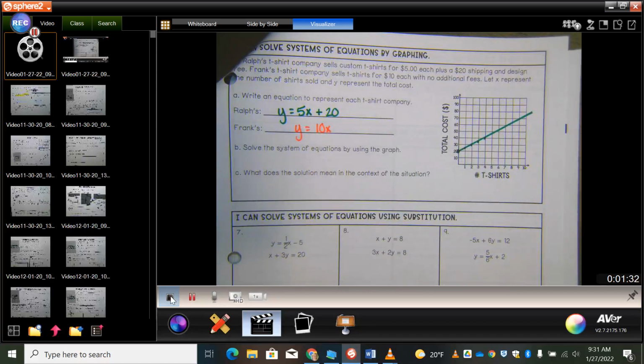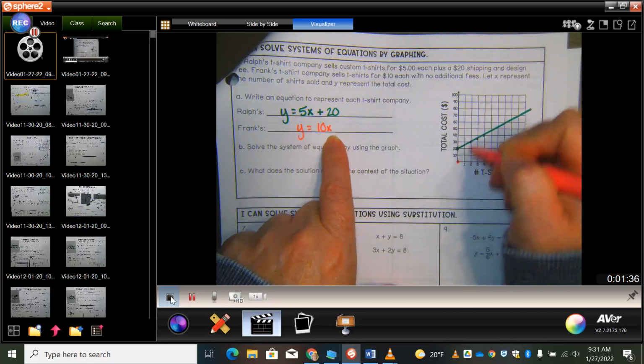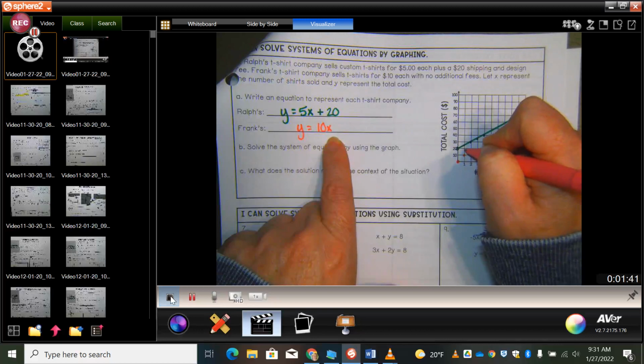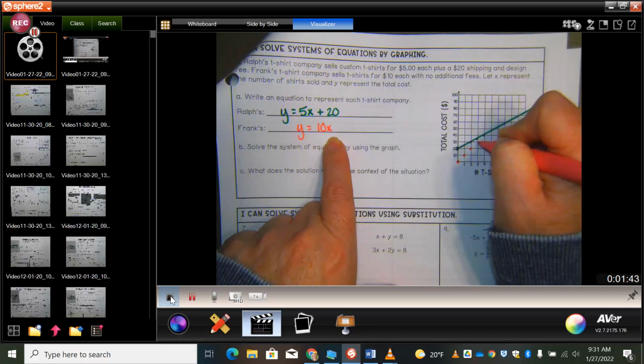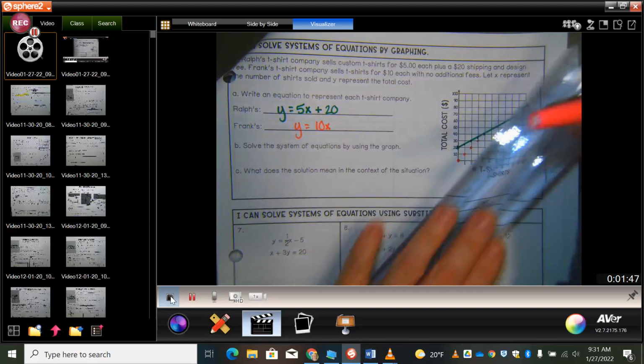And then we have Frank. Because there is no y-intercept, we start down here at the origin, and it's just going up 10, that's our slope, and then over 1. Up 10 over 1. We have enough to graph that.